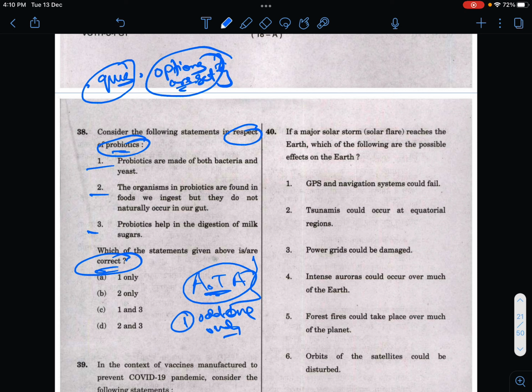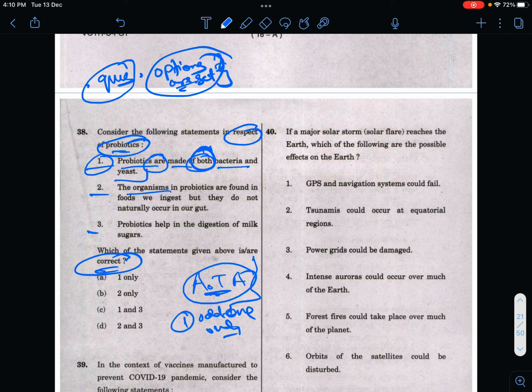Let's read. Statement 1 says probiotics are made of both bacteria and yeast. I don't know, I'm skeptical. As soon as I see both, I'm skeptical. Maybe one of these could be related to probiotics, other has just been added to confuse me. I'll hold on, I won't make a conclusive judgment yet.